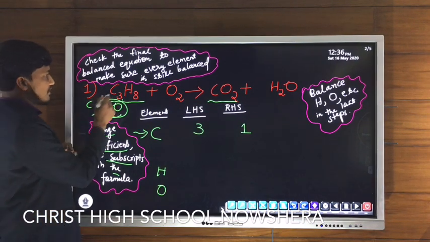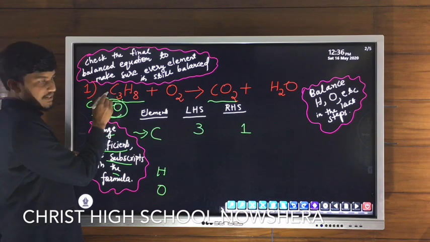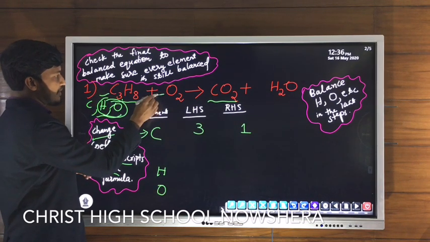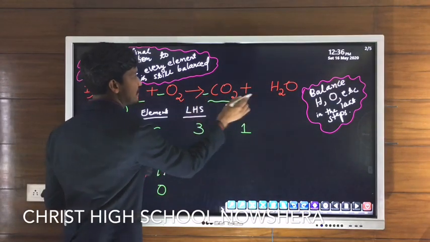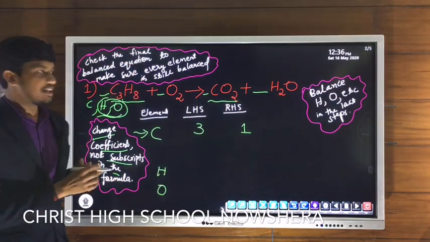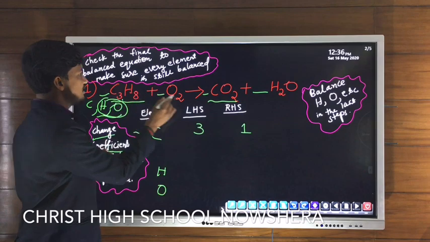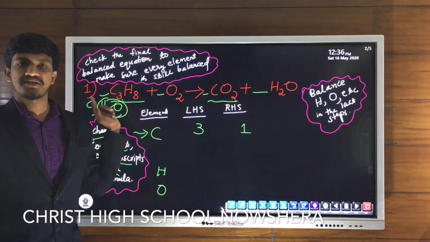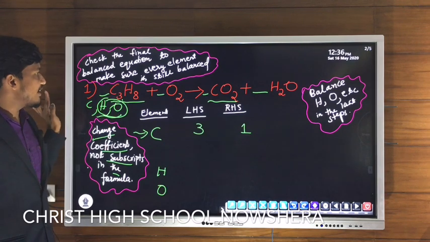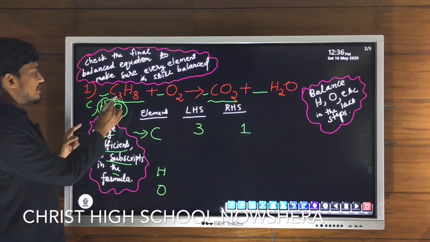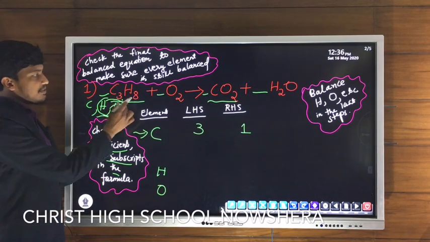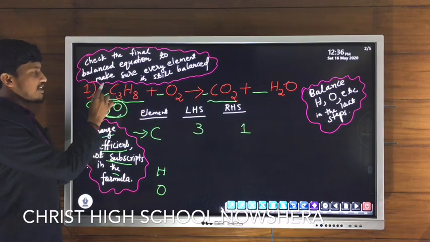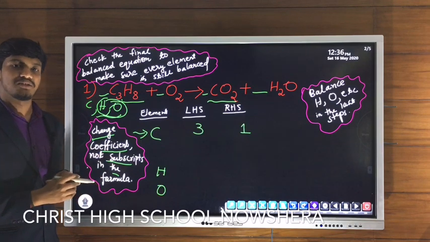In this case, no coefficients are available. The number which is present in front of the chemical formula is called the coefficient. And these numbers 3, 8, 2, 1, 2, etc. are the number of atoms. They are not coefficients, they are subscripts. So for balancing an equation, we cannot write extra new subscripts. We can change only the coefficient.